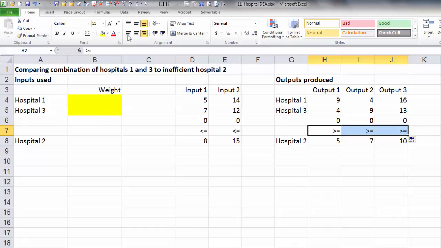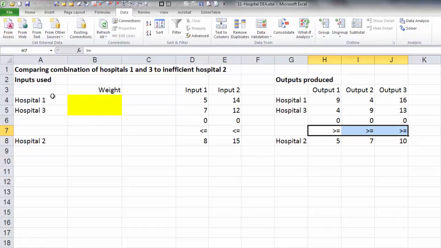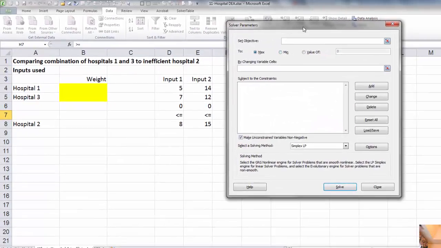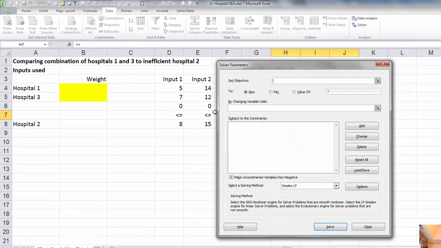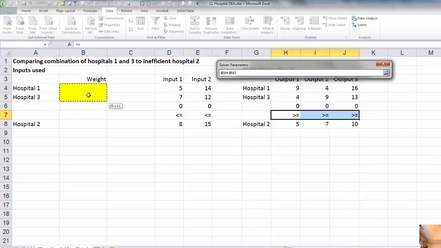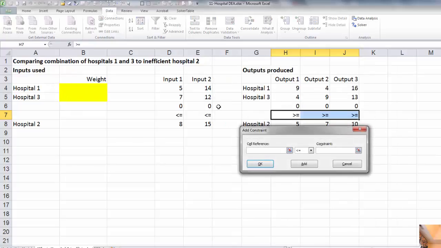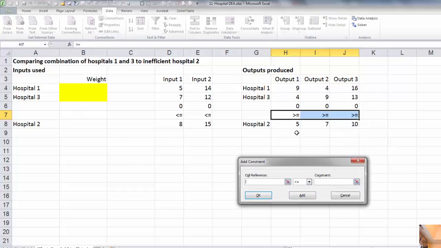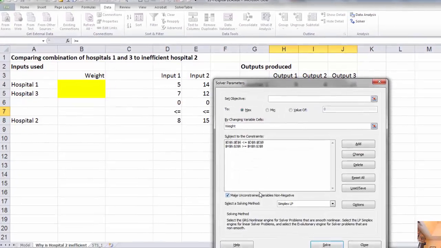Okay. And another unique feature of this analysis is that in Solver we really don't have any objective function. All we want is to determine the weights in such a way that these two constraints are met. Input for the combination is less than or equal to input currently used. Now, output for the combination hospital is greater than or equal to the output hospital 2 is currently producing.